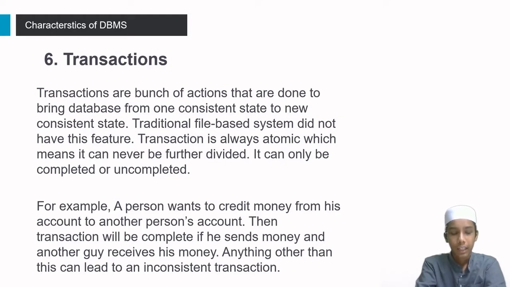For example, a person wants to credit money from his account to another person's account. I am taking an example. The name of the person is X and the name of the other person is Y. So person X wants to send money from his account to person Y's account. The transaction will be complete if X sends the money and Y receives his money. Anything other than this can lead to an inconsistent transaction.